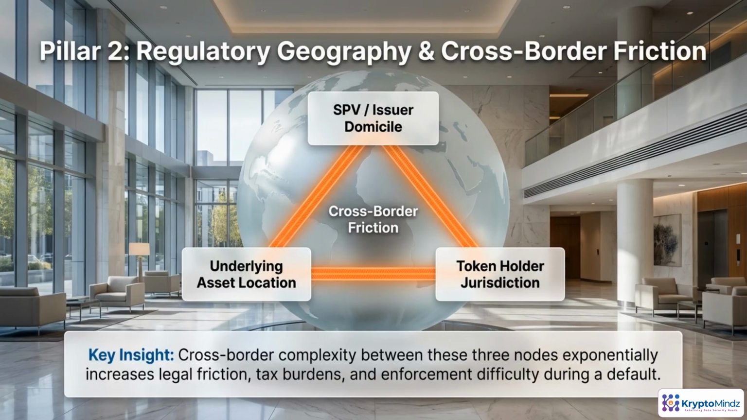Every RWA structure really has three legal locations: where the asset sits, where the issuer entity is domiciled, and where token holders are based. Each extra border between those points adds friction. More regulators, overlapping tax rules, and messy questions about which court is in charge during a dispute or default. As an investor or builder, you want this triangle as tight and simple as possible, especially for enforcement when things go wrong.